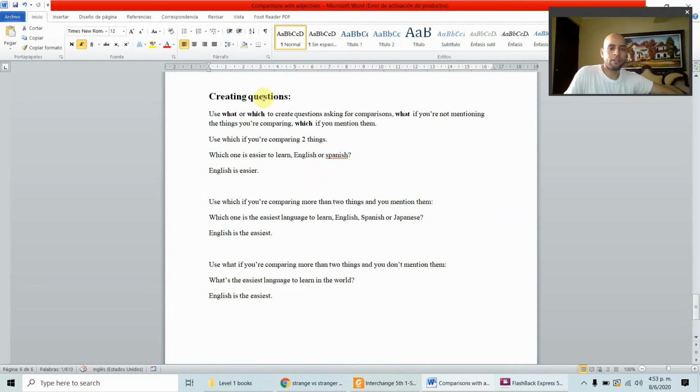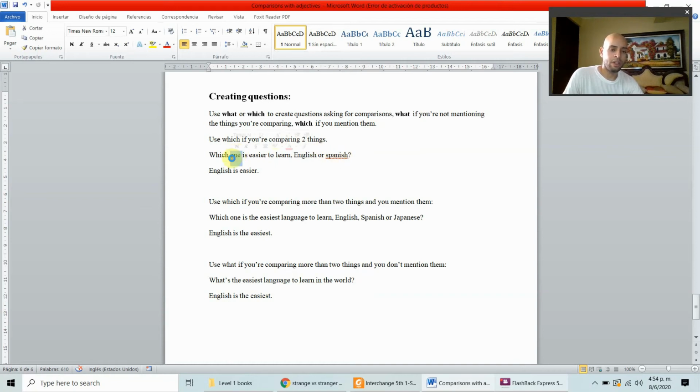When creating questions asking for comparisons, we use what or which. What if you're not mentioning the things you're comparing, which if you mention them. So we use which if you're comparing two things. That's the most common form of comparing two things, using which. For example, which one is easier to learn, English or Spanish?